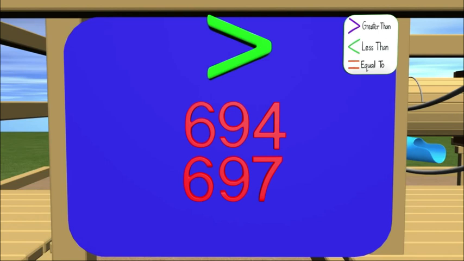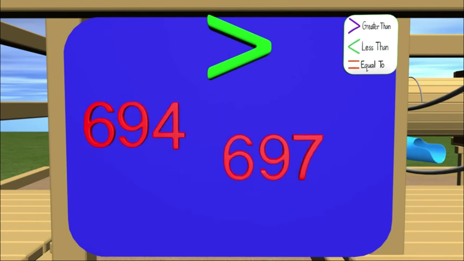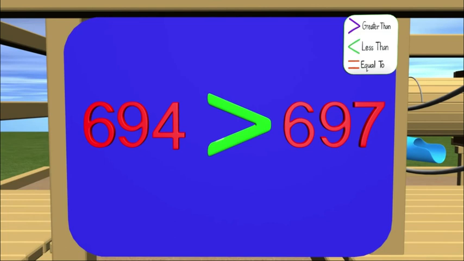697 is greater than 694. Now we need to face the mouth towards the greater number, which is 697. Now, can you guys read this statement for me?